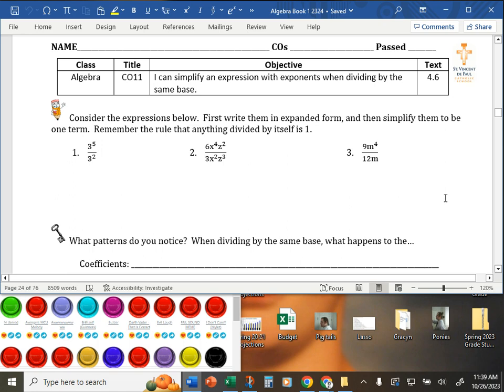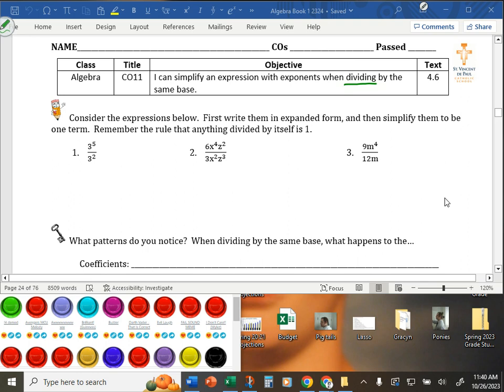Algebra. We are moving along in Unit 2, talking about rule number 2, CO11, how to simplify expressions with exponents when dividing by the same base. So in CO10, this word dividing was multiplying, right? And we looked at expanded form. We talked about the rule. You have to practice with it. Same kind of setup here. We're going to use expanded form to look at what it means to divide by the same base and then how to simplify.